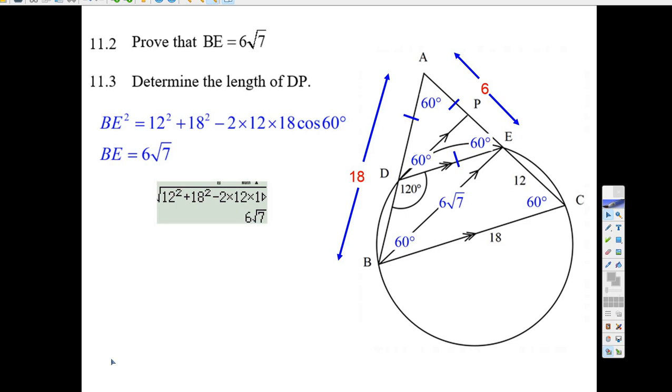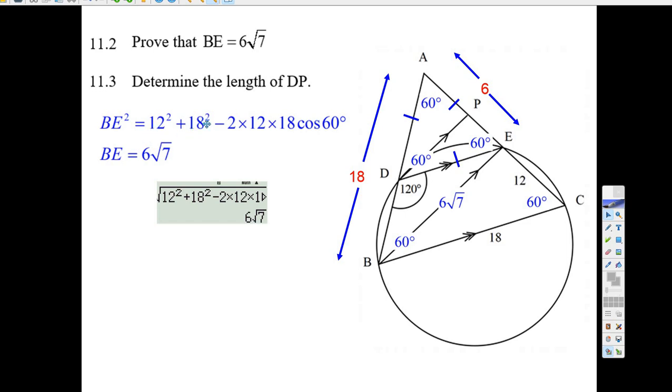Okay, here's question 11.2 and 11.3 of this geometry question. So we've got this thing here, and they said prove that BE is equal to 6 root 7. I'm thinking prove, I don't know. I'm kind of looking at two sides and an angle in between. I'm just going to use the law of cosines, cos rule.